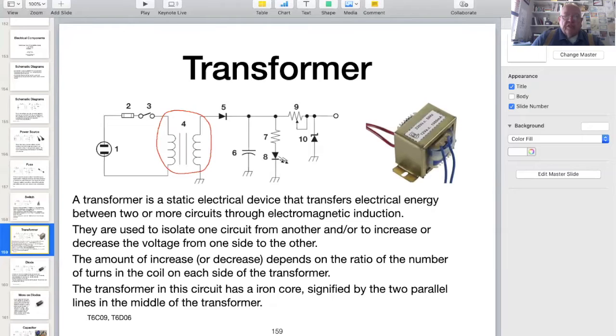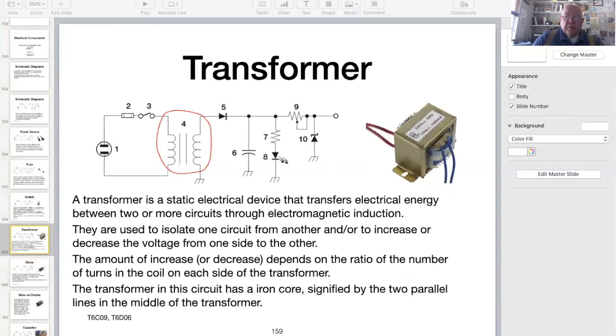Component number 4 is a transformer. These devices have 2 capabilities. One is to isolate one circuit from another while transferring energy from one circuit to another circuit. Another is to either increase or decrease the voltage of the energy being transferred from the input circuit to the output circuit. Transformers also have a few different styles. The one in this diagram has an iron core, denoted by the 2 parallel lines in the middle of the transformer.